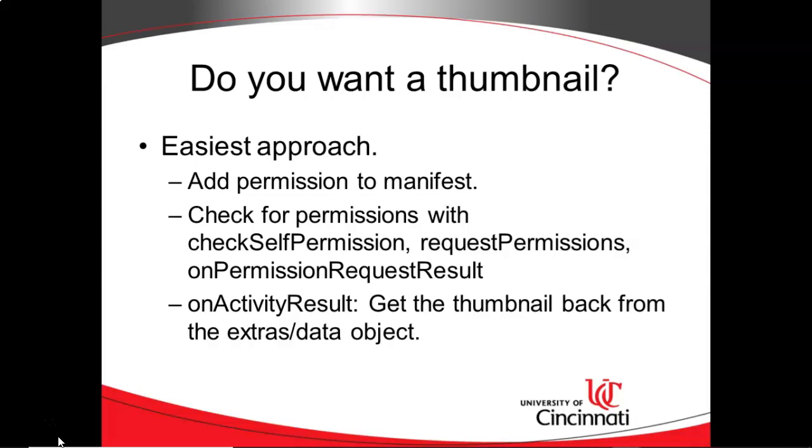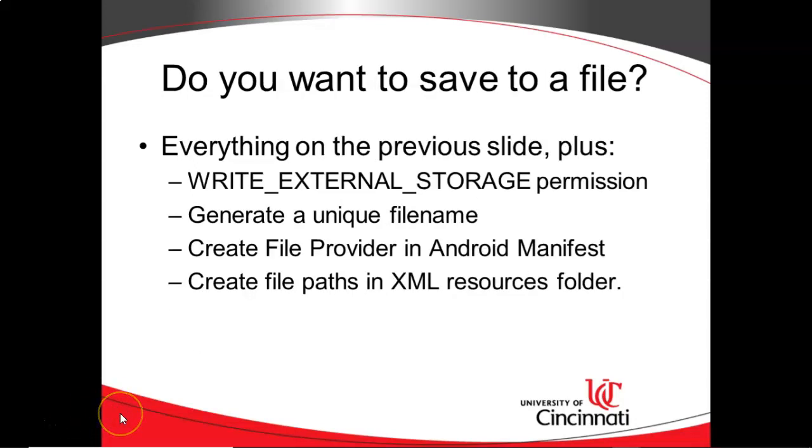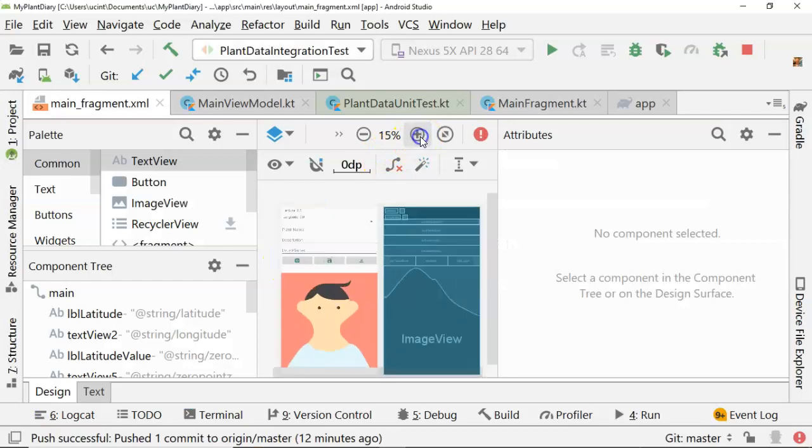camera. We're also going to take a look at onActivityResult, and that's where we get our thumbnail back from the extras in the data object. We're just going to show the thumbnail. We're not going to save it because saving it requires a few more steps, and we will tackle that in a later video. Let's start by seeing what our Android environment looks like.